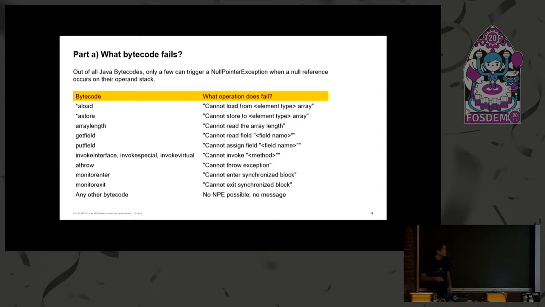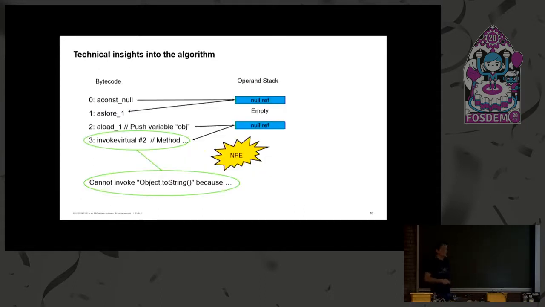Okay, so part A: what bytecode fails? Not every bytecode can cause a null pointer exception. We have here the array operations. If the array you want to access is null, then you can say something like cannot load from int array, for instance, with the element type, or cannot read the array length. The getfield and putfield instructions: cannot read or cannot assign a field. Ideally, we also have the field name from the constant pool here. Those invoke instructions, like we saw here, the message would be cannot invoke a method. Throwing exceptions and entering and exiting monitors also need objects. So that's a simple switch statement on this bytecode, like here the invokevirtual, and we come to this part A of the message.